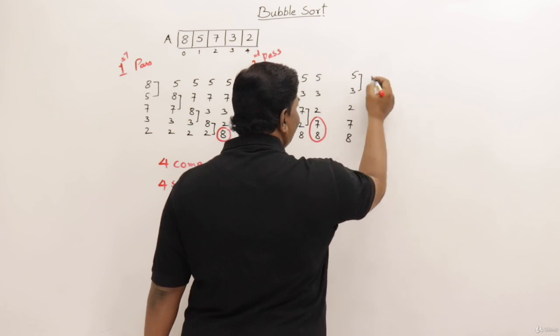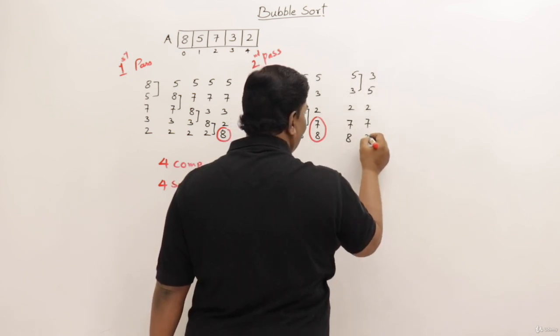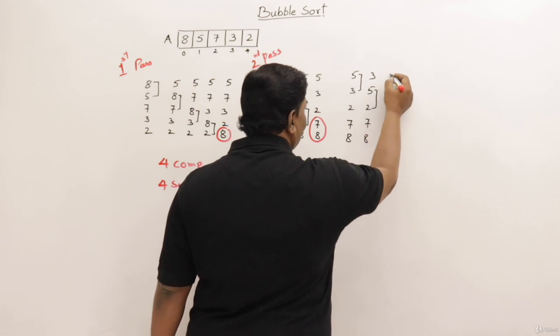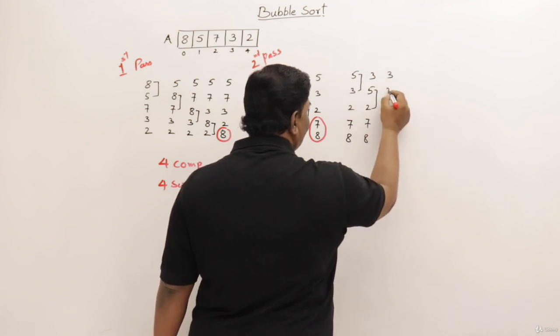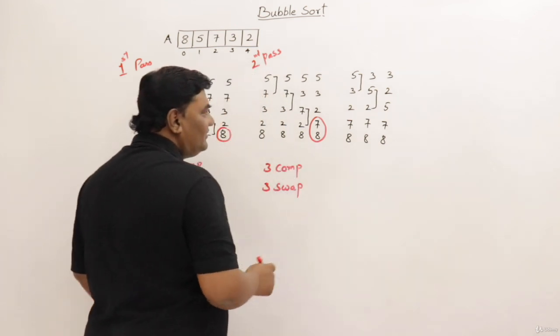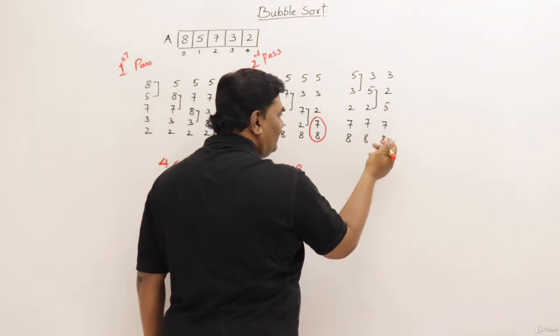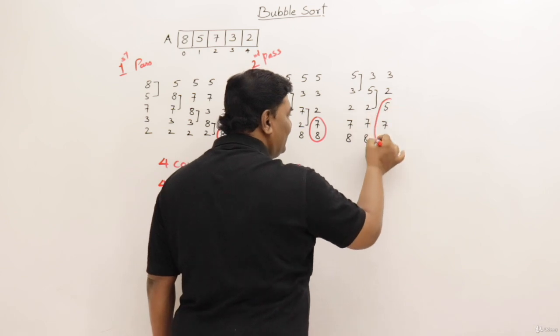Compare these two. 5 is greater. So 3 goes up, 5 comes down, 2 and 7 and 8. Then compare 5 with 2. So 5 is greater. So 2 and 5, 7 and 8. That's all. Stop. Because if you compare 5 with 7 or 5 with 8 also, no use. They remain as they are.